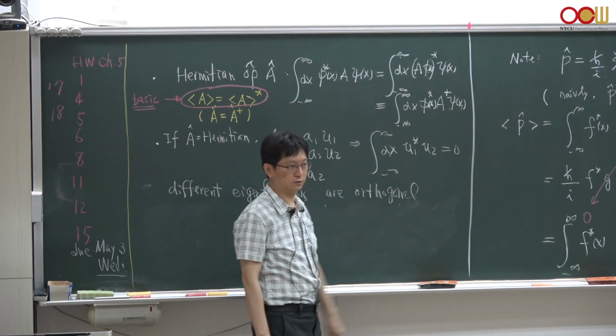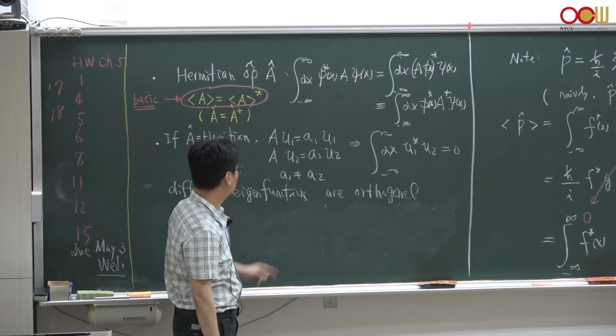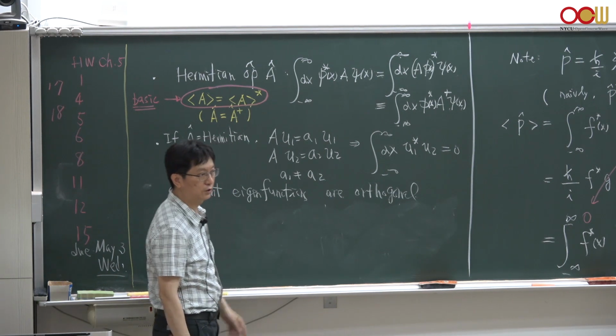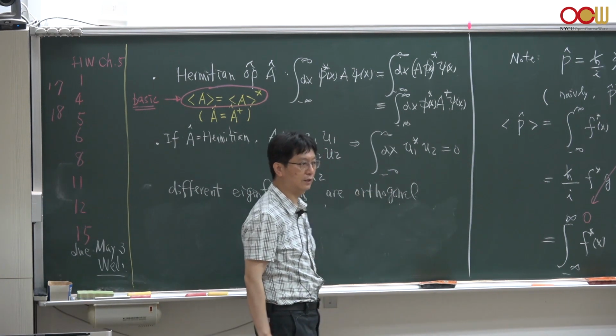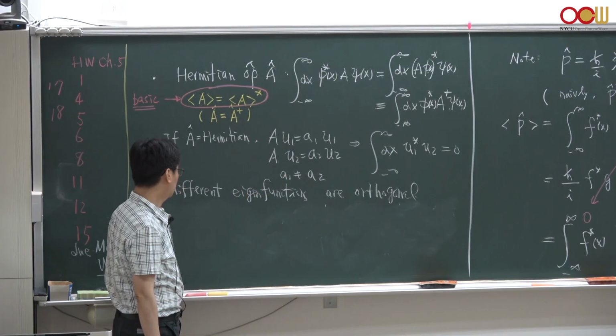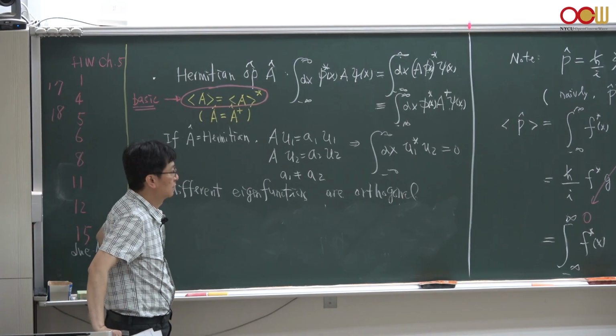Another consequence of the Hermitian operator is that two non-degenerate eigenstates of this Hermitian operator A are orthogonal to each other. U1 and U2 are the two non-degenerate eigenstates of Hermitian operator A. As a result, the overlap integral between U1 and U2 vanishes. So different eigenfunctions are orthogonal. We will come back to this in just a moment.